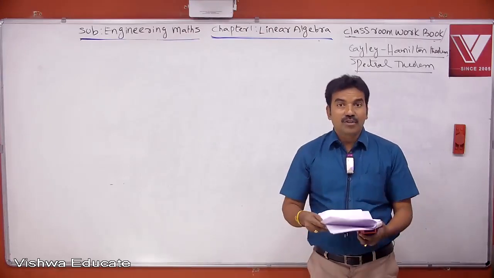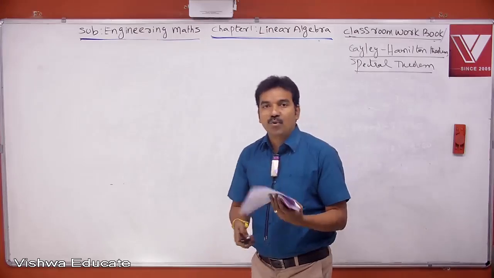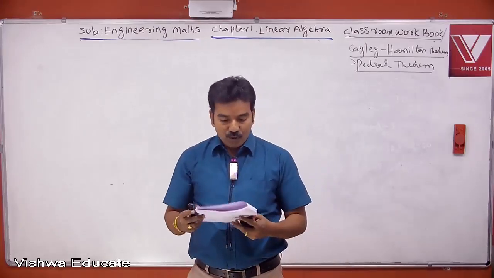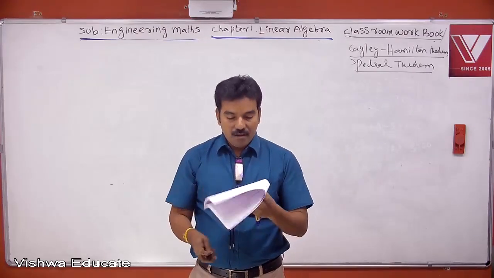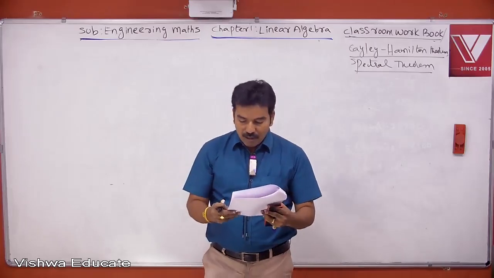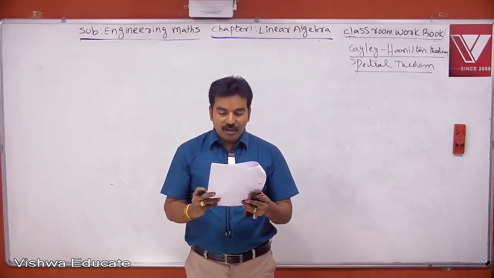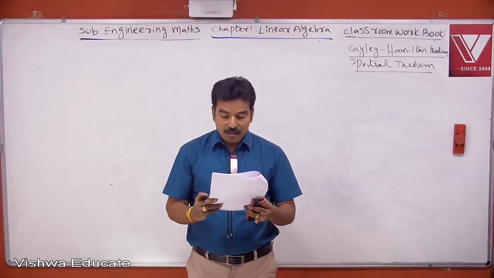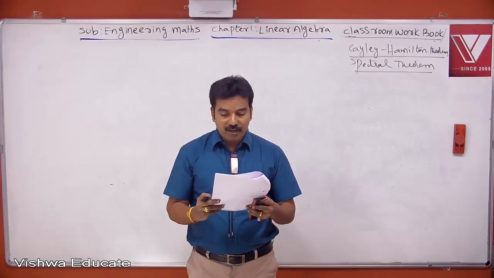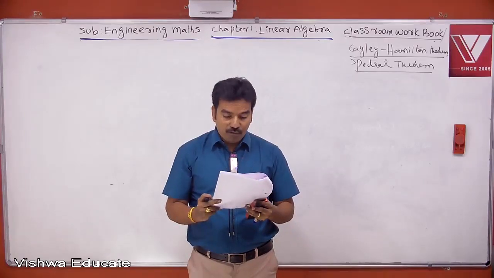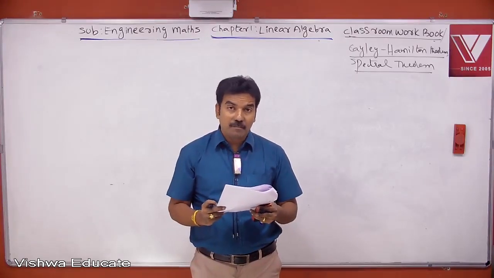Now let us discuss question number 60. Just go through your handout. Question number 60: a 5 by 5 matrix is given. They were asking for the product of non-zero eigenvalues of that particular matrix.